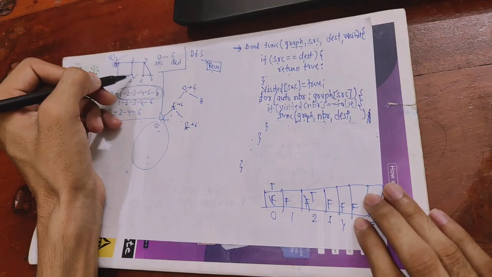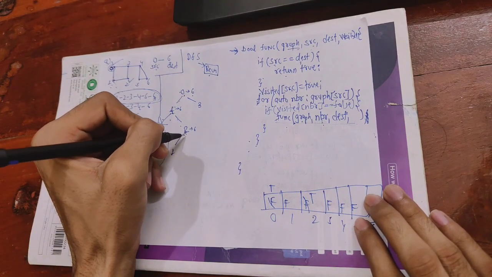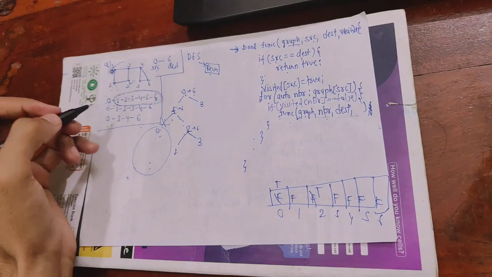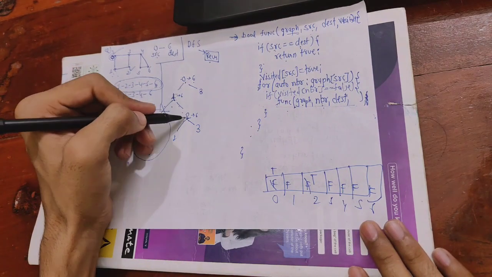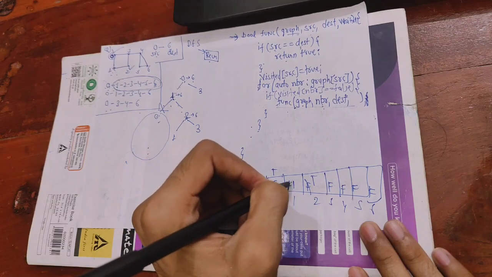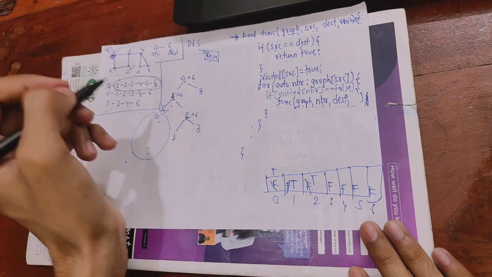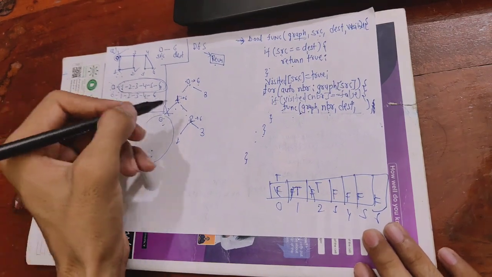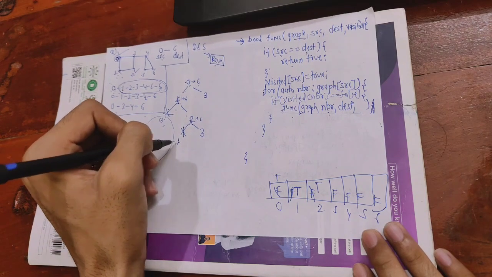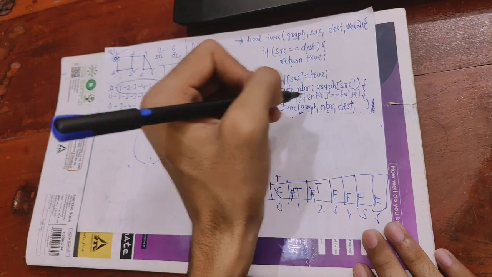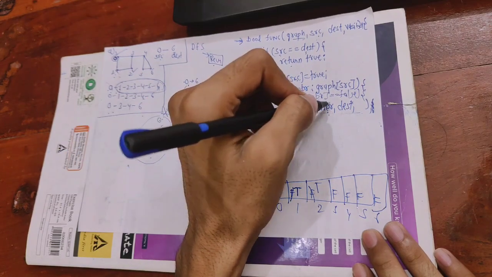Now what are the neighbors of 2? 1 and 3, right? Since we already came from 1 to 2, 1 is already visited, so we will mark it as true. Now we will not go to 1 because it is marked as true. We are only making a recursive call when it is false.